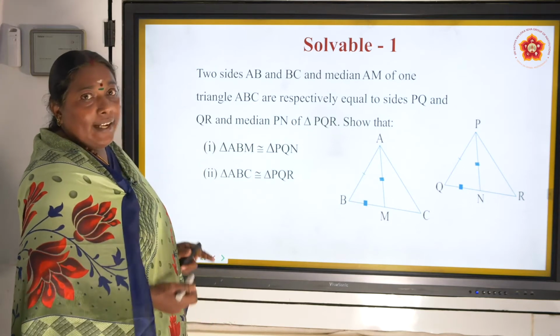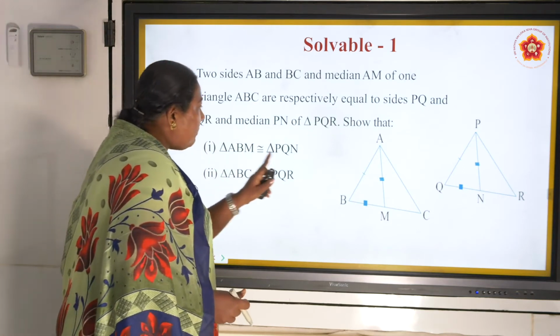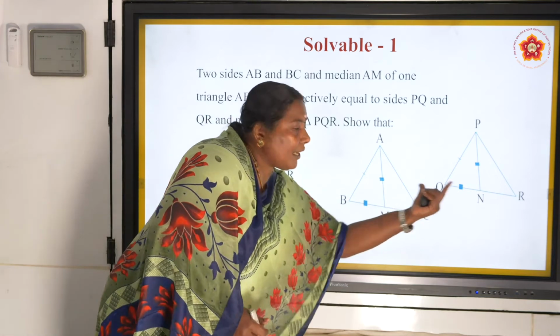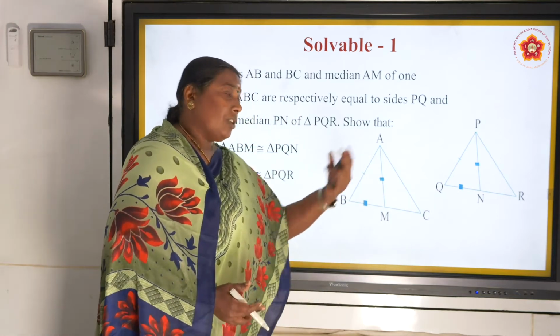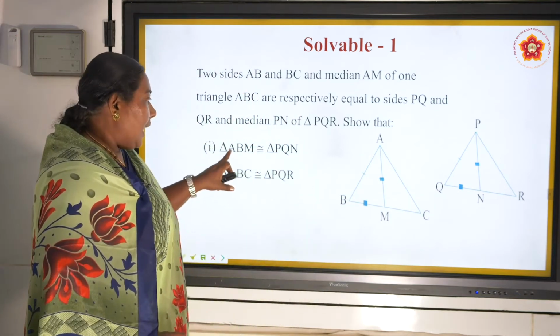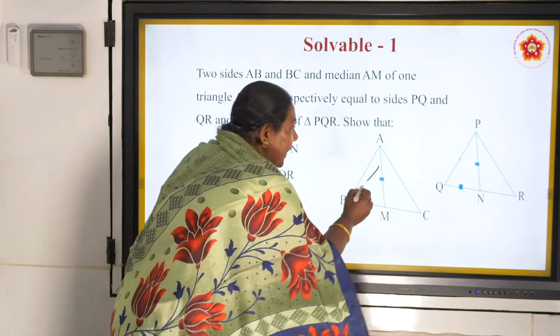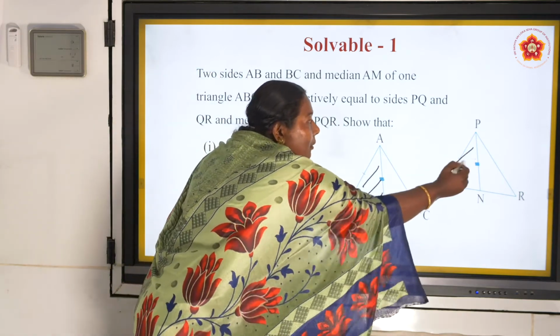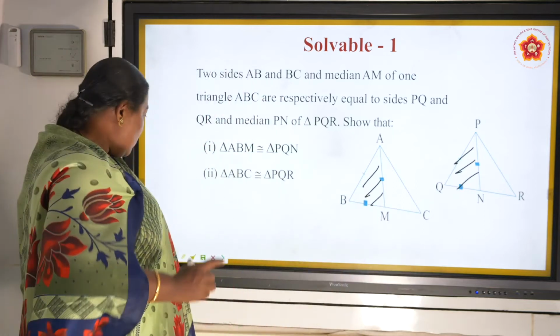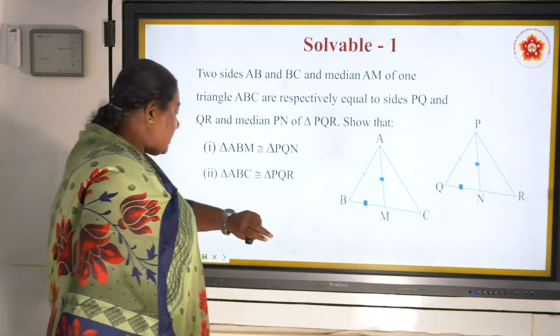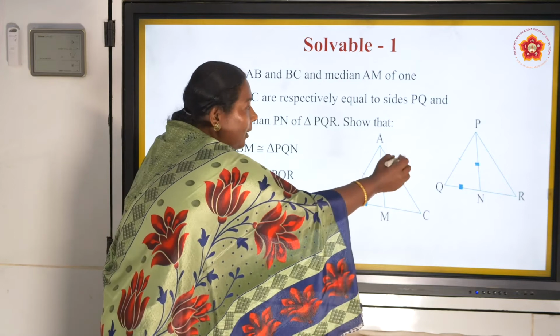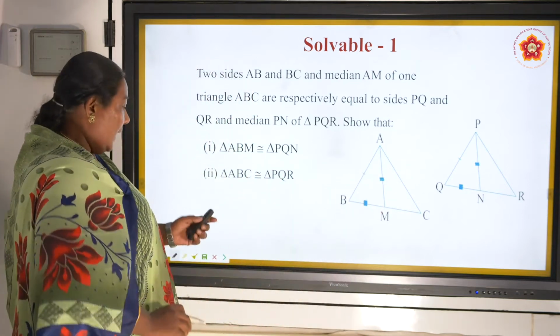So in that, what do I have to prove? I have to prove that these small triangles are congruent and the big triangles are congruent. That means triangle ABM is congruent to PQN is the first one. Next one, ABC is congruent to triangle PQR. Okay, so let us see.